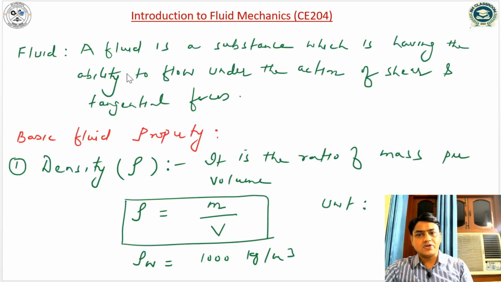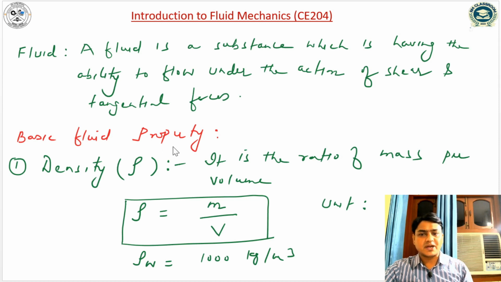So what is the definition of fluid? Fluid is a substance which has the ability to flow under the action of shear and tangential force. And basically there are two types of fluid: ideal fluid and real fluid. What is ideal fluid? The fluid which has no viscosity and no surface tension, and whose bulk modulus is infinite. Such a fluid is called ideal fluid. And the real fluid has viscosity and surface tension, and the bulk modulus value is finite. Such a fluid is called real fluid.